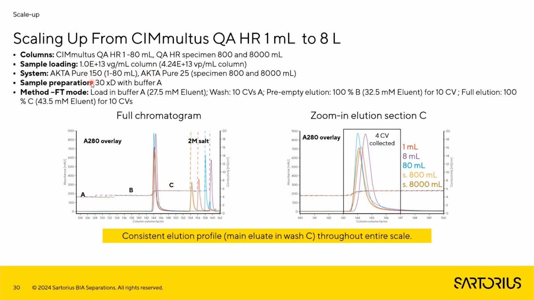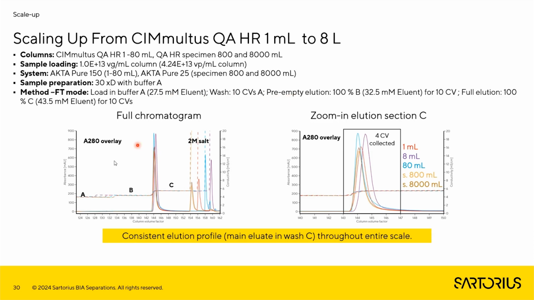We used two different systems, the Ectopure 25 and Ectopure 150. As said, we went with the flow-through approach where the washes were predefined, meaning that we had a known concentration of eluent and not one based on percentages. So we loaded at a concentration that displays the AAV in the flow-through, which was 27.5 millimolar of eluent A. That also ties to the presentation I showed, that around 25 millimolar the empty starts to elute.